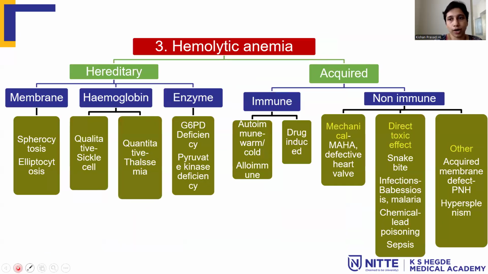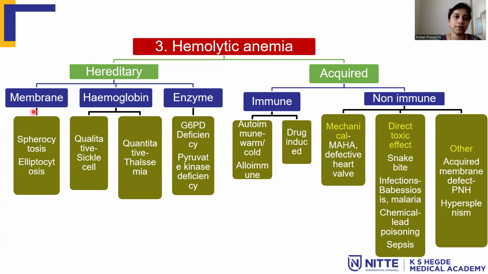Third group of anemia based on the etiology are increased destruction of the RBCs, that is hemolytic anemia. So there is some classification of hemolytic anemia. So based on whether it is hereditary or acquired. So in hereditary, we have disorder which is affecting the red cell membrane, or disorder affecting hemoglobin production, or disorder affecting enzyme which are there in the RBCs.